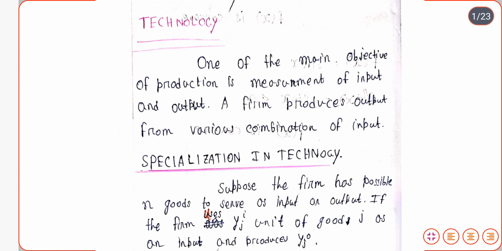Now this is the advanced part of the microeconomic theories. In the microeconomic theories there are some parts that we will study in this playlist. At first we will study about technology, then we will study about profit, and then about cost, and monopoly and perfect competition later on.